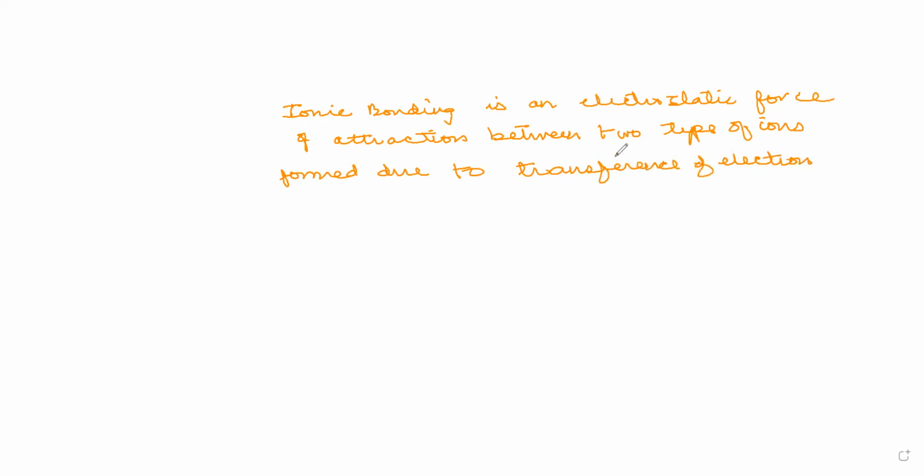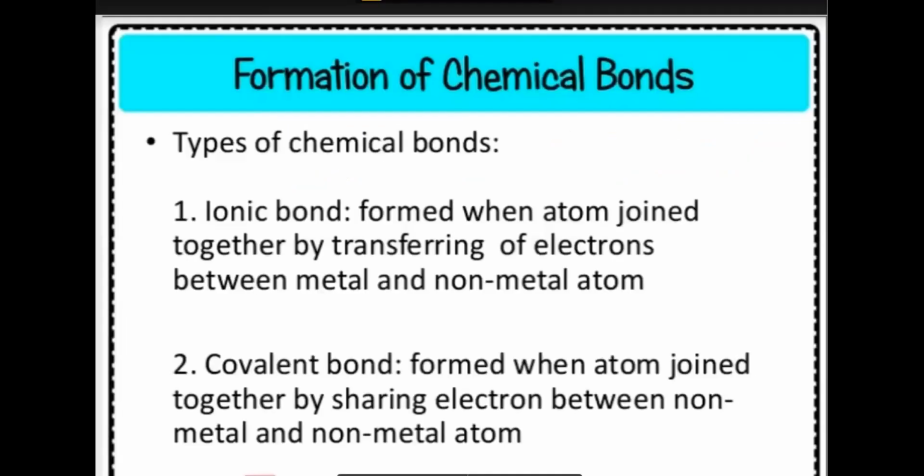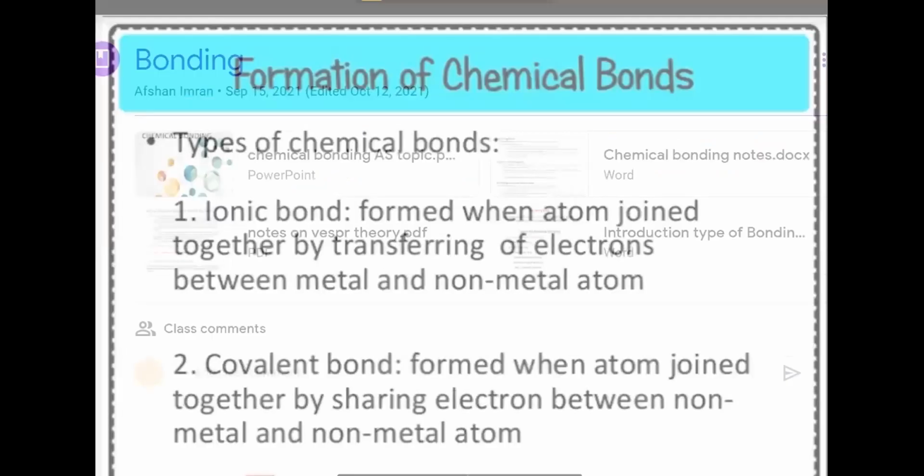So due to the transference of electron, these ions are being formed, and these ions are your positively charged ion and your negatively charged ion. So they are your cations and your anions. These cations and anions are oppositely charged, so there will be an electrostatic force of attraction, which is called ionic bonding. Let's get back onto the slide and do the properties. The covalent bonding we'll do in the next session. So let's move ahead.